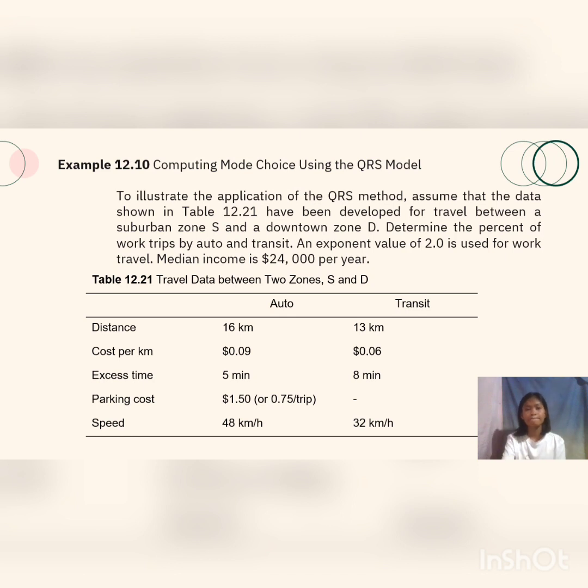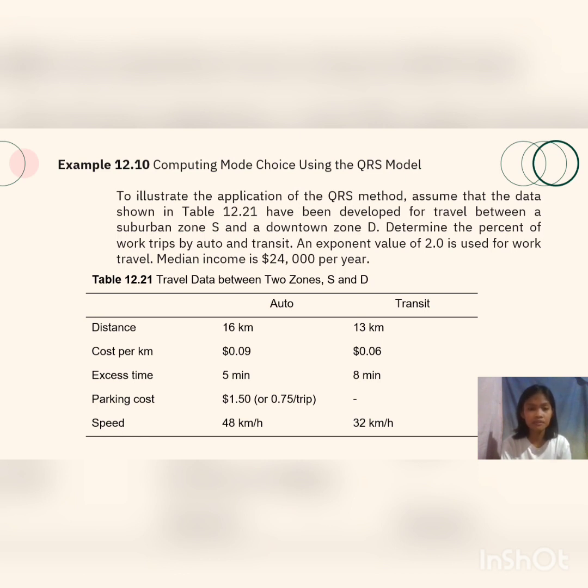Example: computing mode choice using the QRS model. QRS means Quick Response System. Assume that the data shown in Table 12.21 have been developed for travel between a suburban zone S and a downtown zone D. Determine the percent of work trips by auto and transit. An exponent value of 2 is used for work travel. Median income is $24,000 per year.